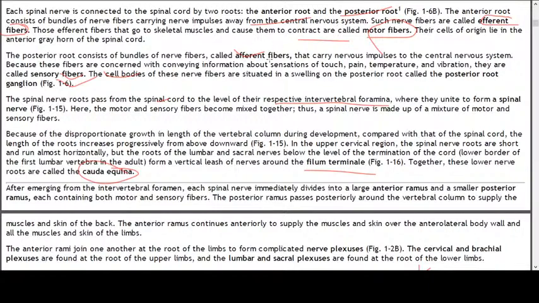The anterior root consists of bundles of nerve fibers carrying impulses out from the central nervous system. Such nerve fibers are called efferent fibers. The efferent fibers that go to the skeletal muscle and cause them to contract are called motor nerves. Okay. So efferent is from the brain to the spinal cord, from the spinal cord to the periphery. It is actually a motor fiber. However, the afferent fiber is different. The afferent fiber carries the impulses to the central nervous system because these are concerned with conveying sensations such as touch, pressure and vibrations.